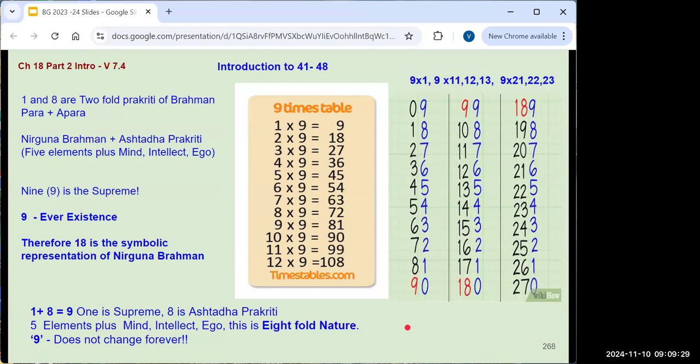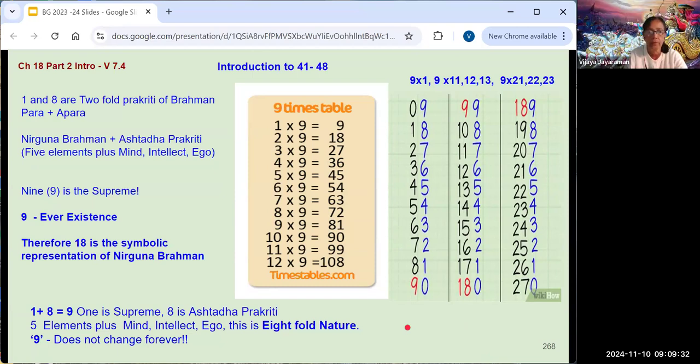Yes. So in Sanatana Dharma, number 18 is very, very important. So 1 and 8 are the twofold Prakriti. 1 is Para Vidya and 8 is Apara Vidya. Nirguna Brahman plus Ashtada Prakriti. That is what. So the 9 is the supreme. 9 is ever existence. Therefore, 18 is the symbolic representation of Nirguna Brahman, or 9 is the symbolic representation. So that 1 plus 8. 1 is supreme, 8 is Ashtada Prakriti, 5 elements, plus mind, intellect, and ego.